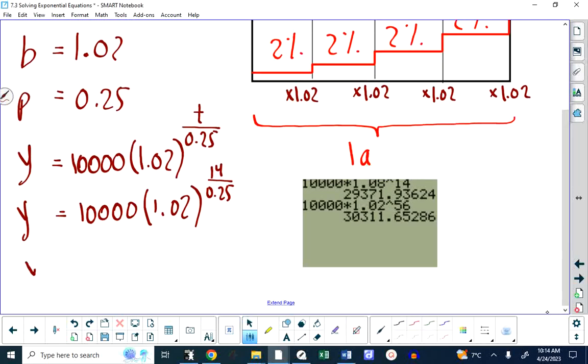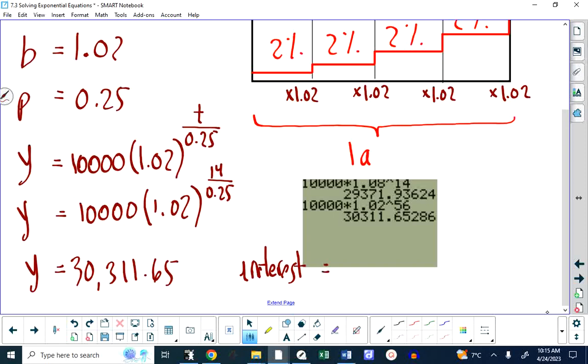So the amount after 14 years is $30,311 and 65 cents. The interest would be $10,311.65. Any question about part B?